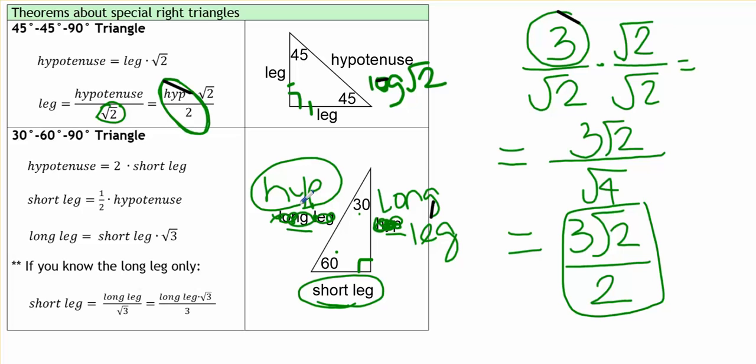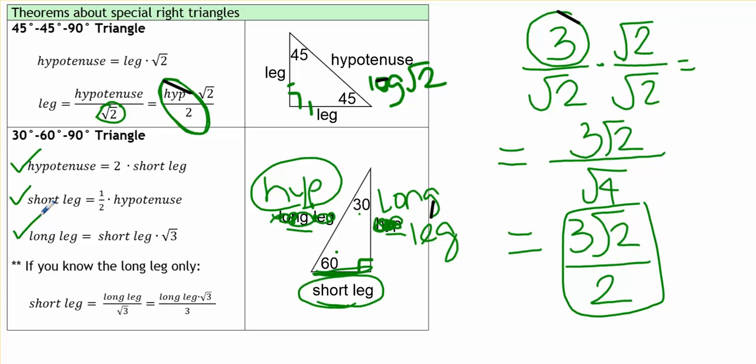Remember the half of the equilateral triangle thing. That makes sense that this would be half of our hypotenuse because it's half of the original triangle. So the short leg equals half the hypotenuse. If we're given the short leg, we just double it to make the hypotenuse. If we are given the short leg and we need the long leg, we just multiply the short leg times the square root of 3. Those 3 are pretty easy.